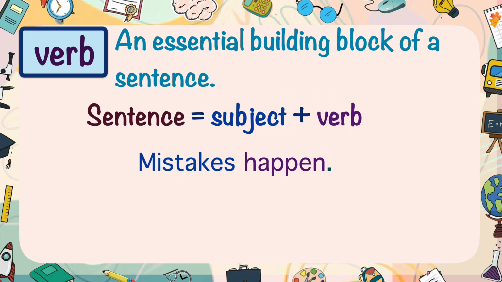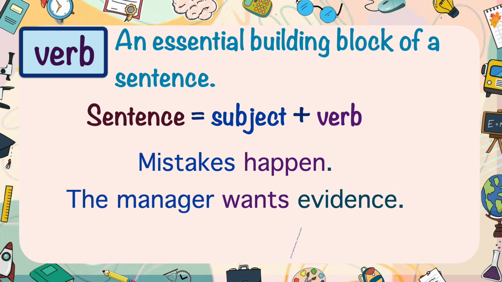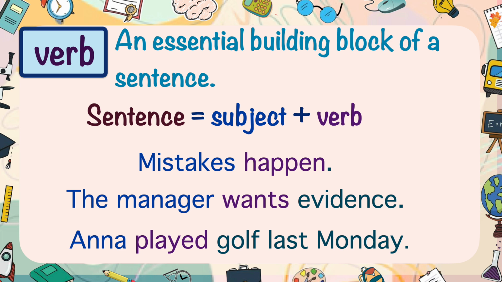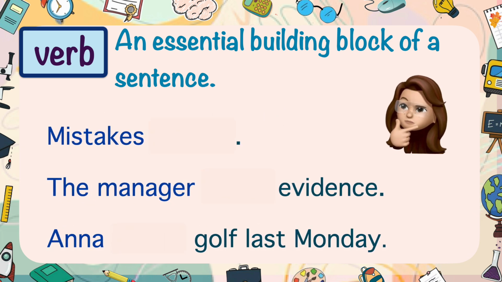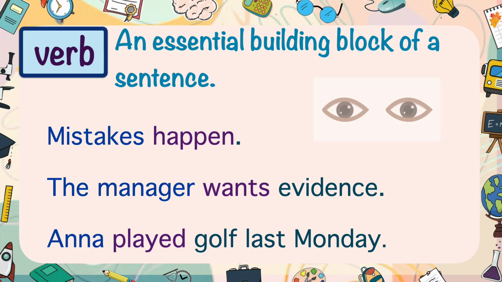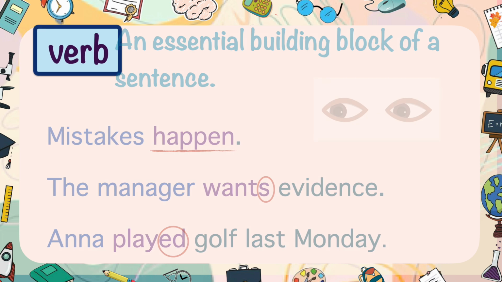For example, mistakes happen, and then you can add more information like, the manager wants evidence, Anna played golf last Monday. If we remove the verbs from these sentences, you won't know what's going on. I want you to notice something. The verb happen is used in its base form. In the second sentence, there's an S added to the verb want, and in the third sentence, there's an ED with the verb play. These are all different forms of verbs.